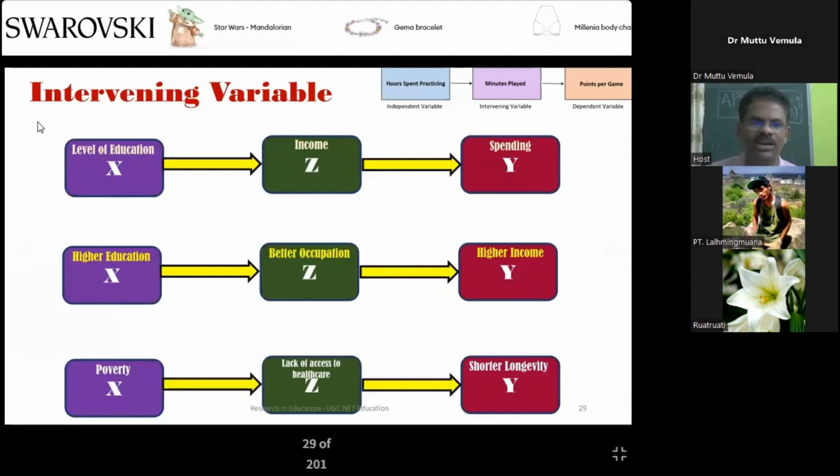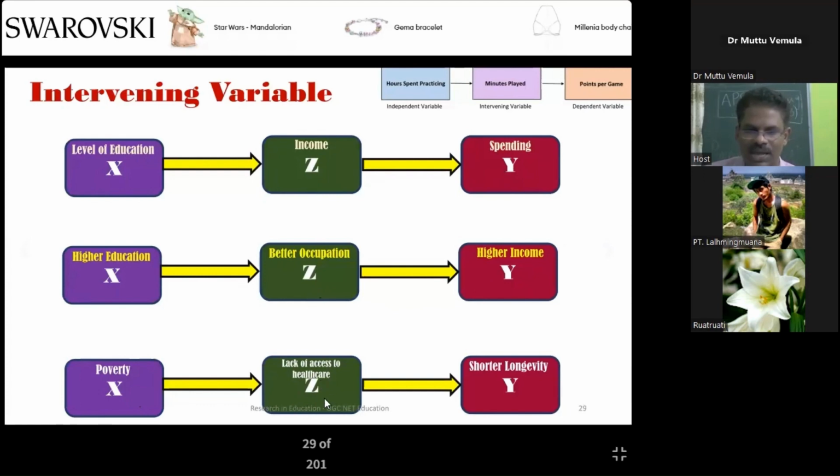But ultimately, please note that yes, there are intervening variables in between. This is independent, this is dependent, in between. For example, level of education and spending. Obviously, at school level you spend little, at intermediate the highest, and at degree again moderate, and PG or PhD again higher spending. Higher education, better occupation, higher income.